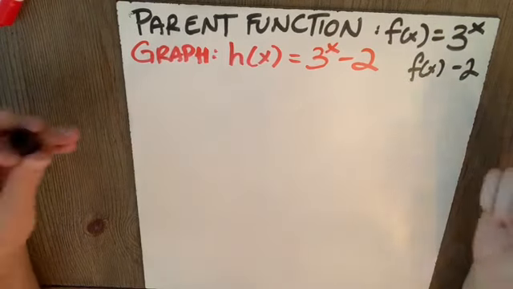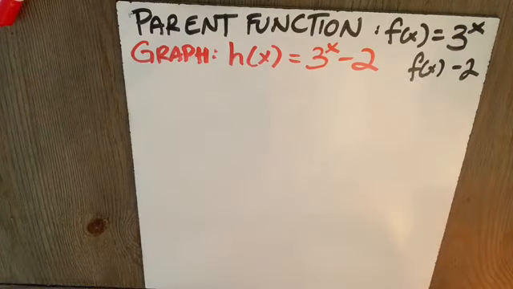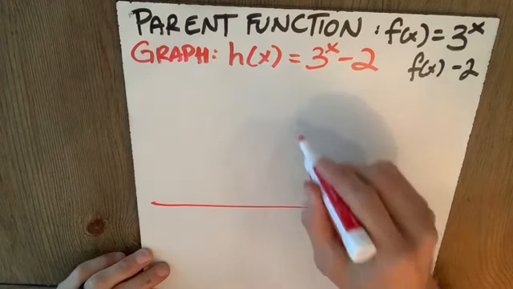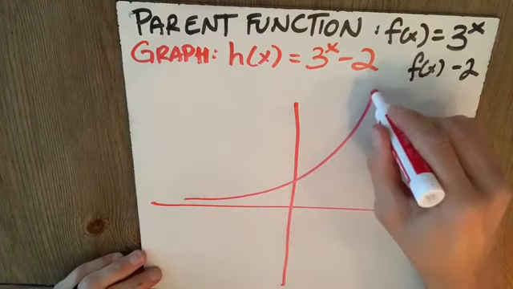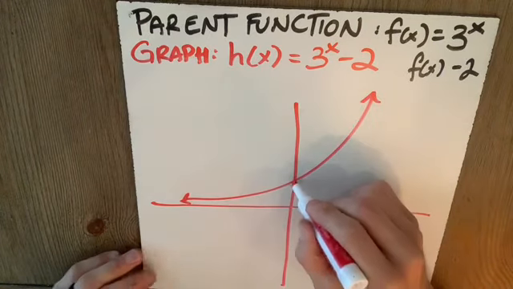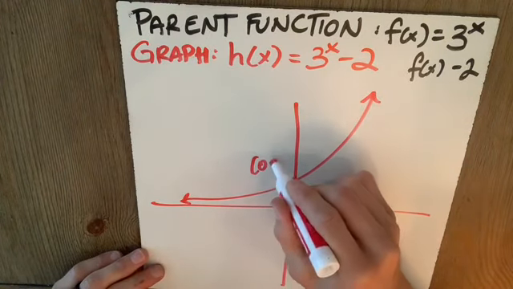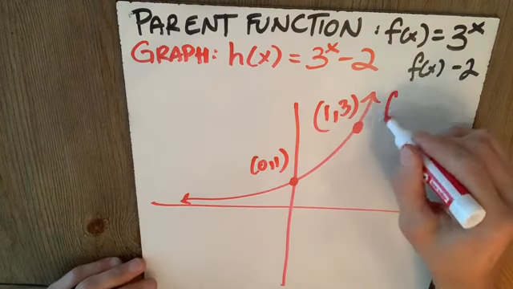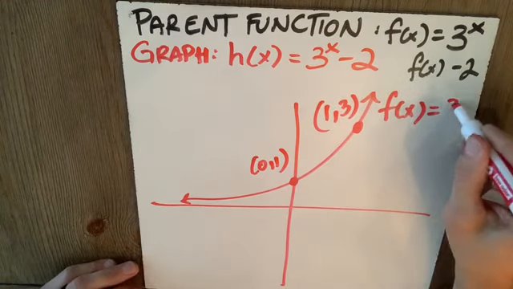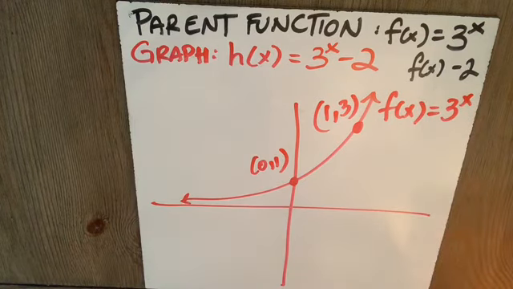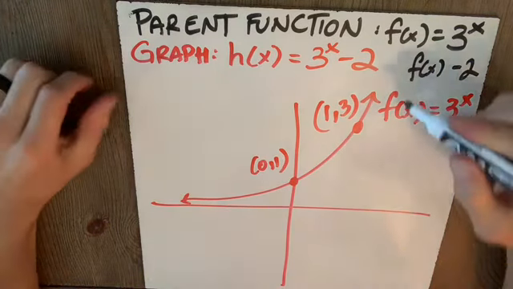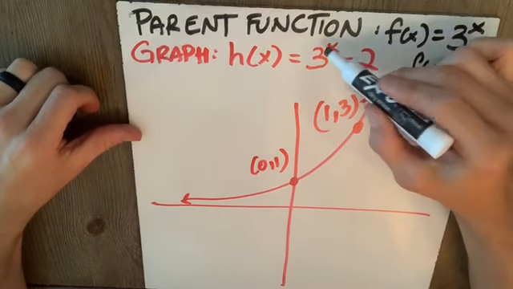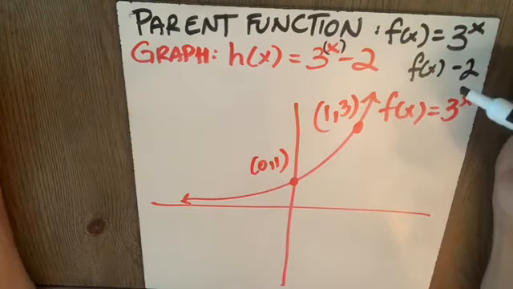They're the equivalent. So h of x, well, I might again start by graphing my parent function. I know my parent function looks like this, and it goes through the points 0, 1 and 1, 3. This is f of x equals 3 to the x. Now I know that this transformation, negative 2 on the outside, my parentheses here just include my exponent.